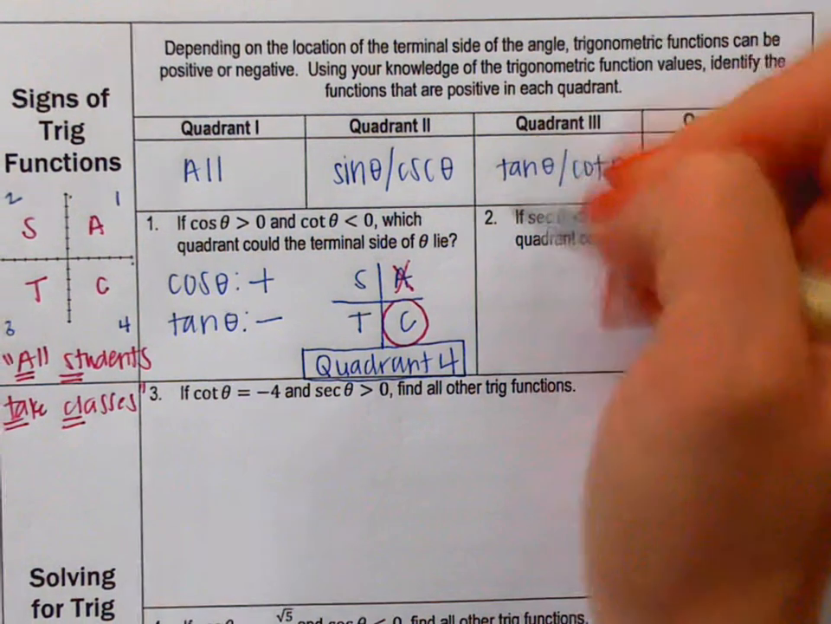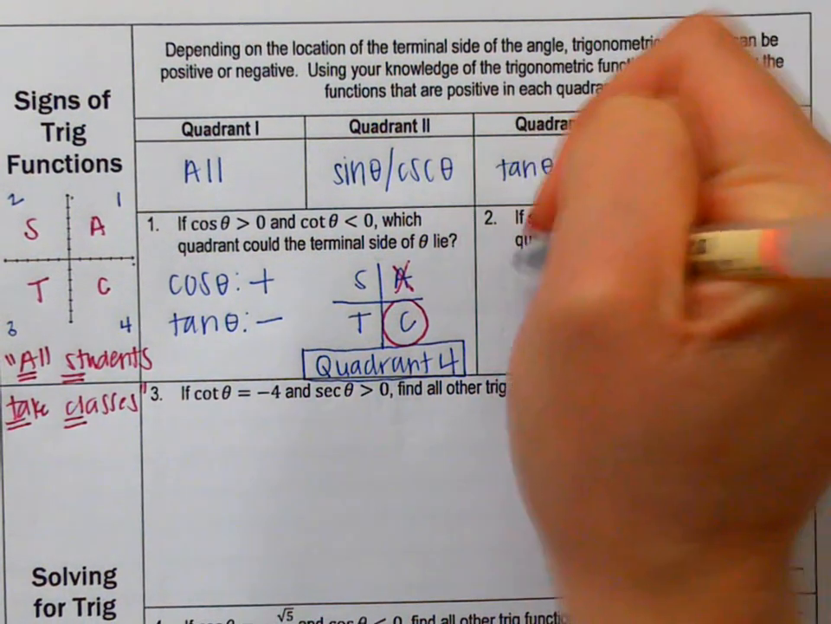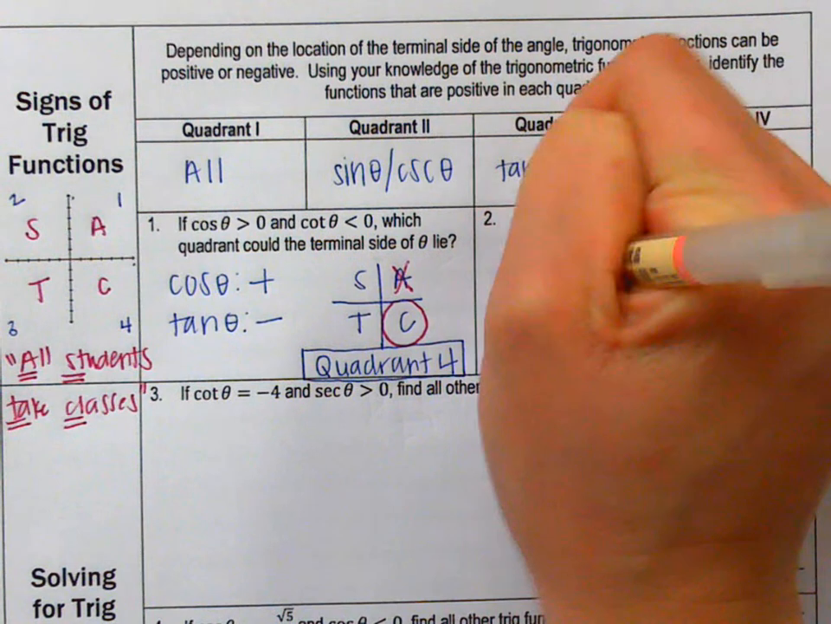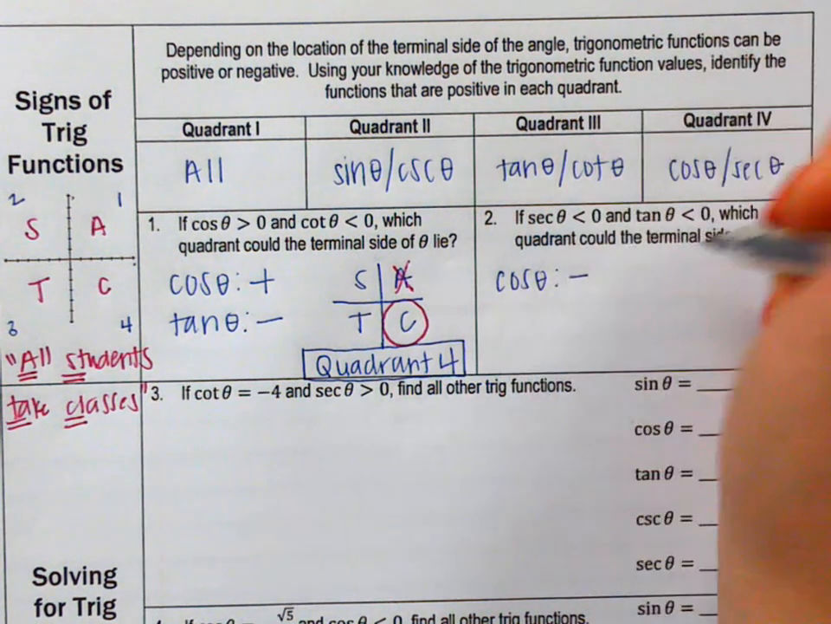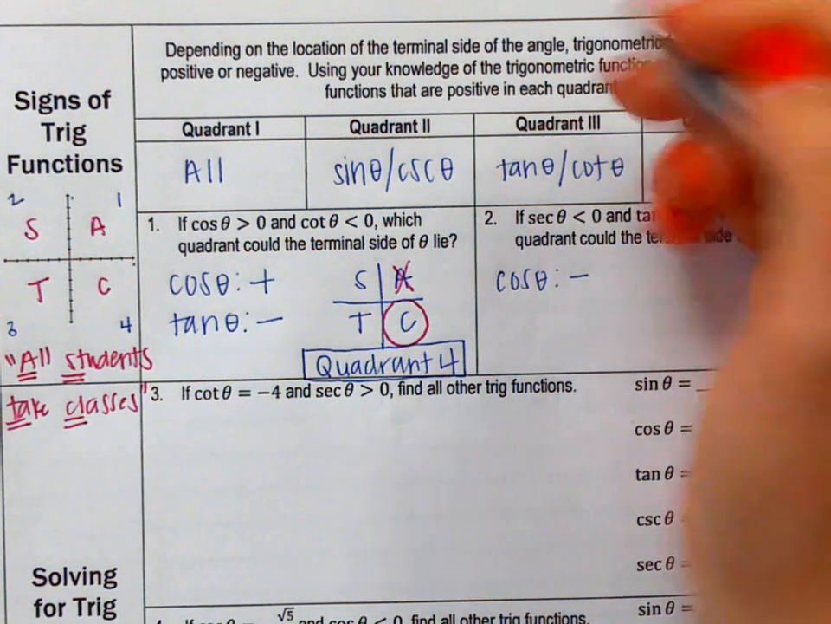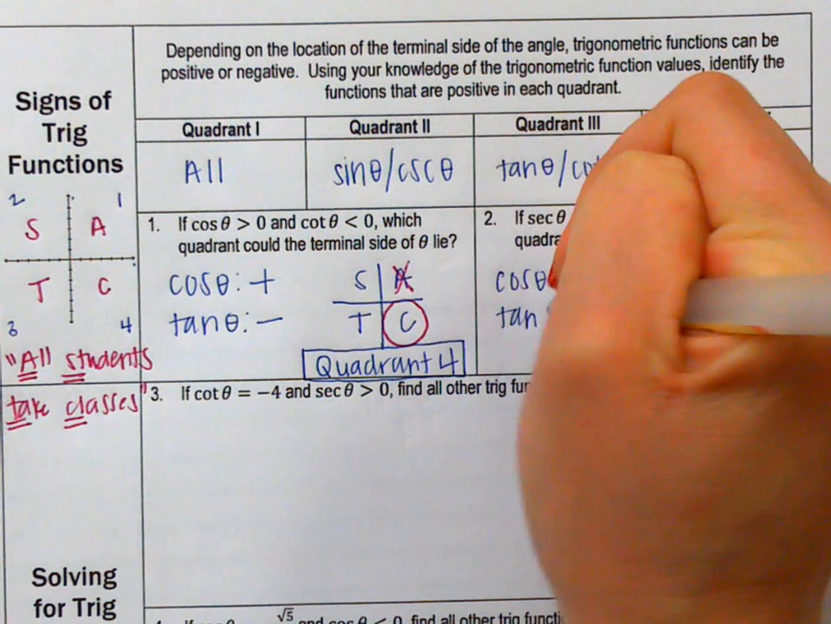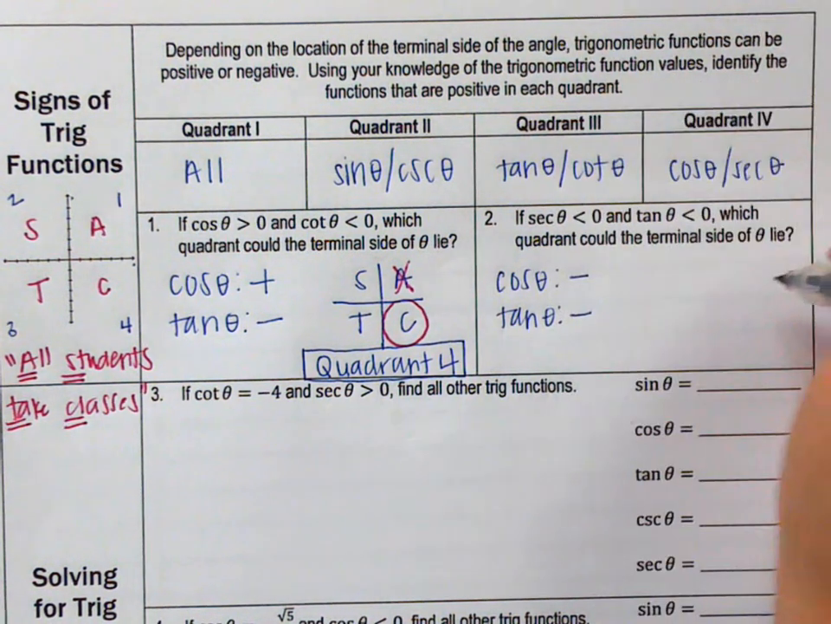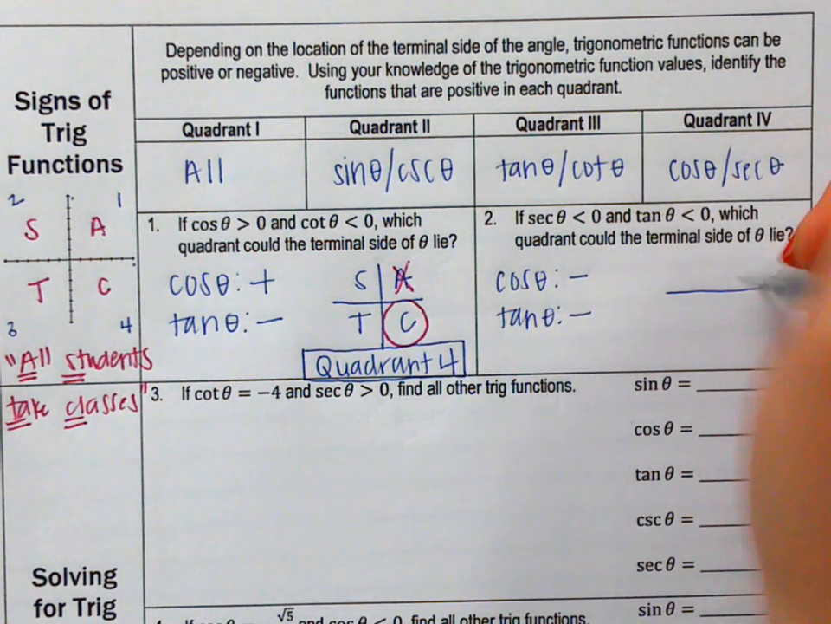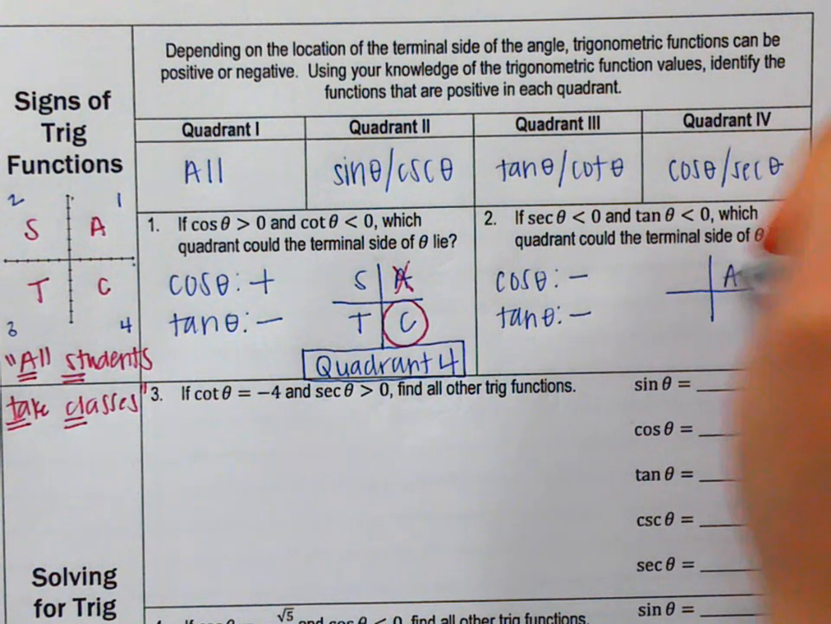So we're thinking, okay, if secant is less than 0, that's telling me cosine and secant are negative. And then tangent theta is also less than 0, also negative. Which quadrant? So again, this is kind of like a process of elimination.